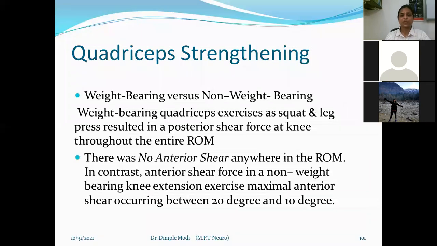Quadriceps strengthening, weight bearing versus non-weight bearing. Weight bearing quadriceps exercises such as squat and leg press result in posterior shear force at the knee throughout the entire range of motion. So there is no anterior shear anywhere in the range of motion. In contrast, in the non-weight bearing knee extension exercise, maximal anterior shear occurs between 20 degrees and 10 degrees.